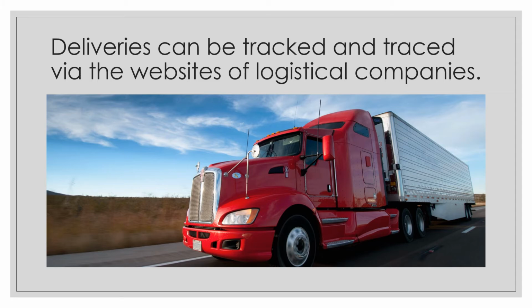Deliveries can also be tracked and traced via the websites of logistical companies, so any of you will know if you have ordered something from, let's say, Amazon or eBay. A lot of the time they use DPD, which in my opinion is one of the better logistical companies. They really give you real-time slots and time frames of when your product is going to arrive at your house once you've ordered it, and that's really what customers want. They want to know exactly when they will be receiving their package.